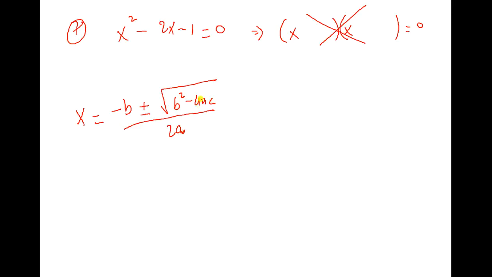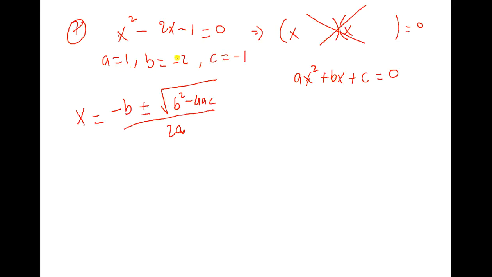a, b, c are the coefficients in front of the terms of the standard form, ax squared plus bx plus c equals 0. So we are already in the standard form. In this case, a is the one in front of x squared, which is just 1. b is minus 2, right? The coefficient in front of x. And c is the constant, which is minus 1.